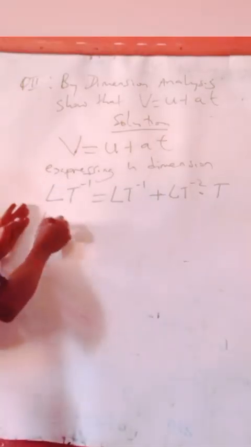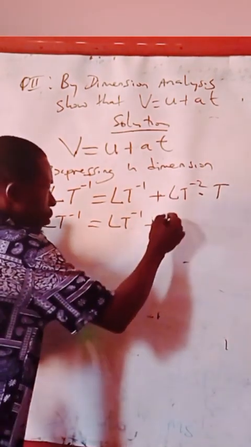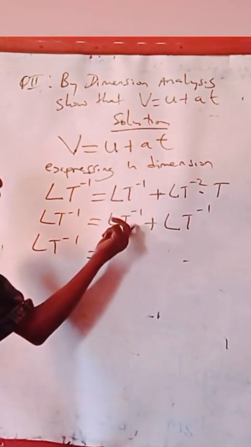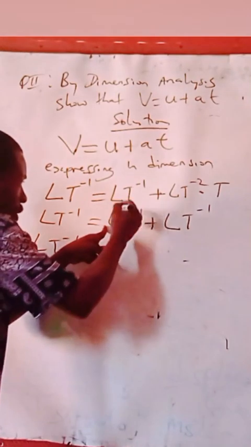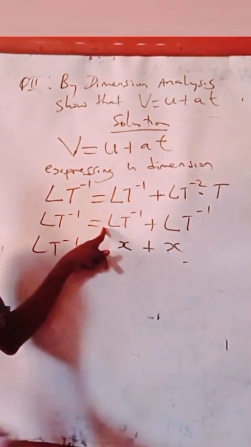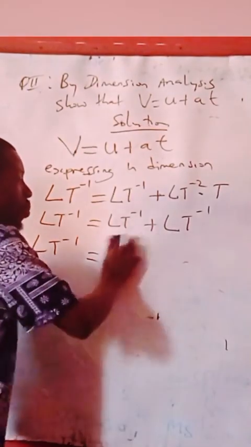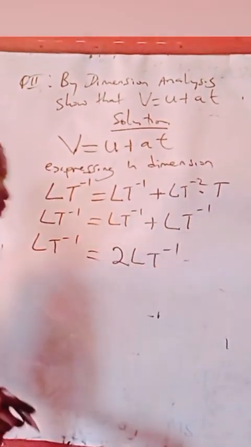Breaking this down, we have LT^-1 equal to LT^-1 plus LT^-2 times T, which will give me T^-1. If this is so, I have LT^-1 equal to LT^-1 plus LT^-1. It is just like asking us, assuming all this LT^-1 is s, what will this be? It will also be s. s plus s will give me 2s. The same way, LT^-1 plus LT^-1 will give me 2LT^-1.